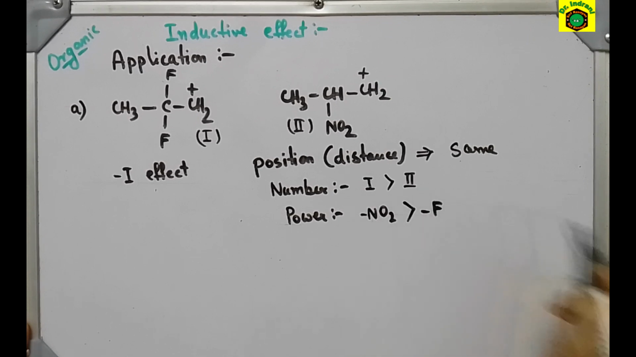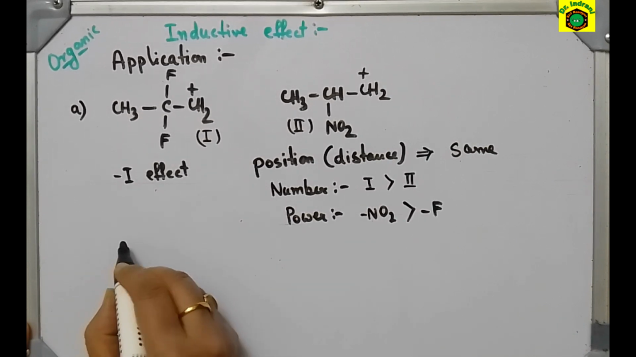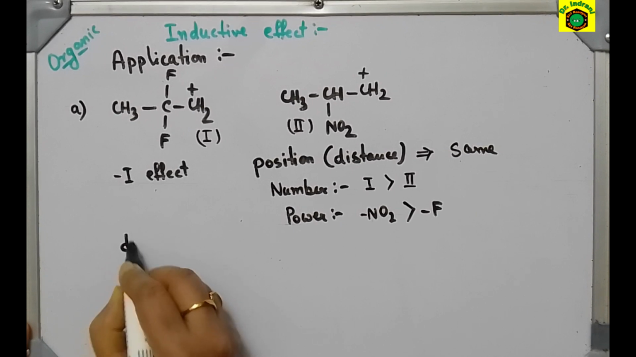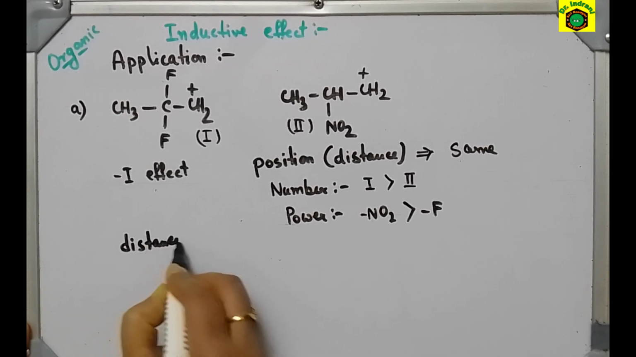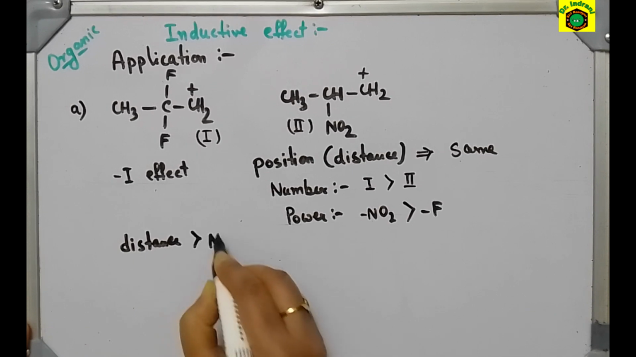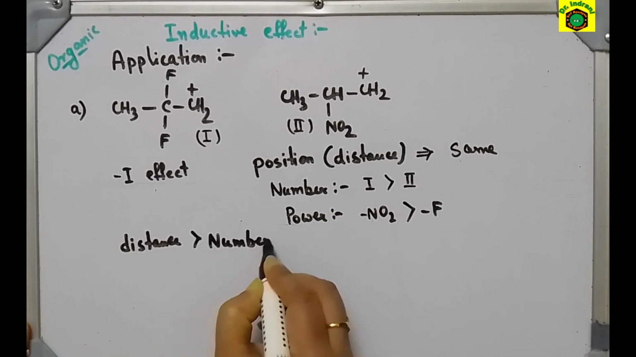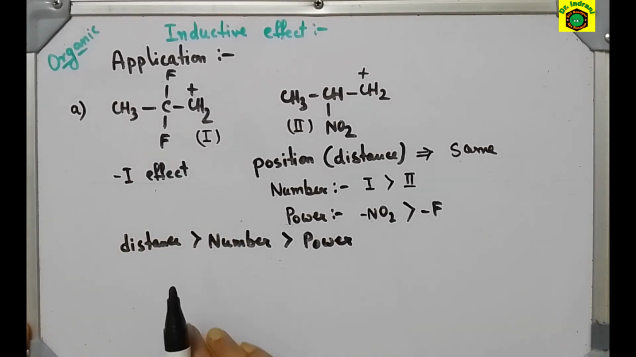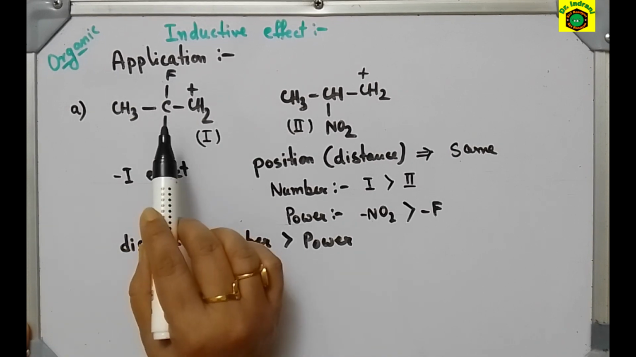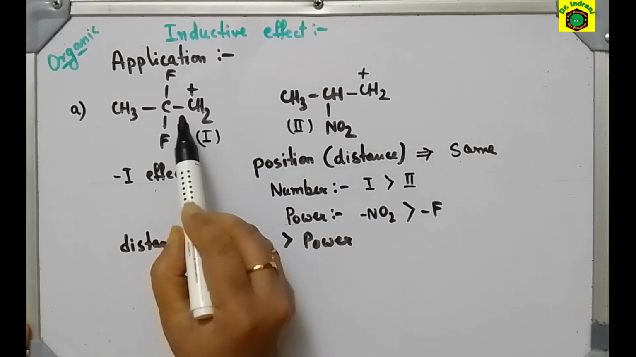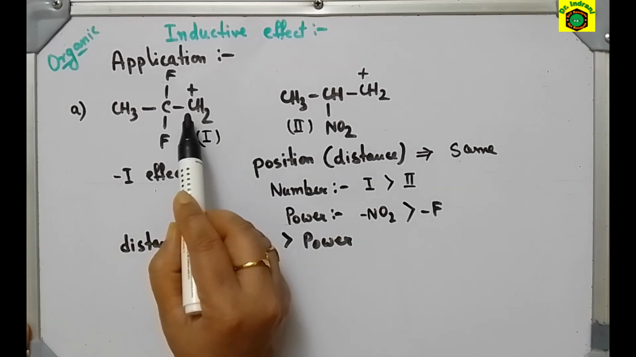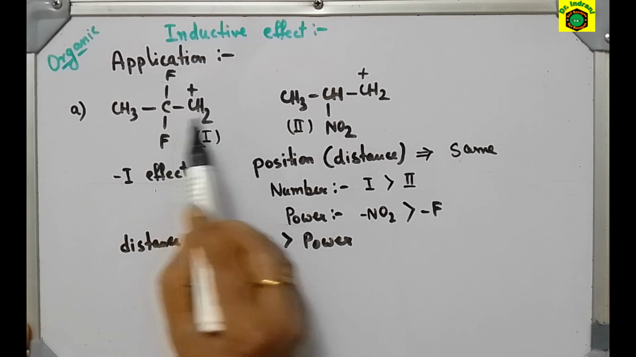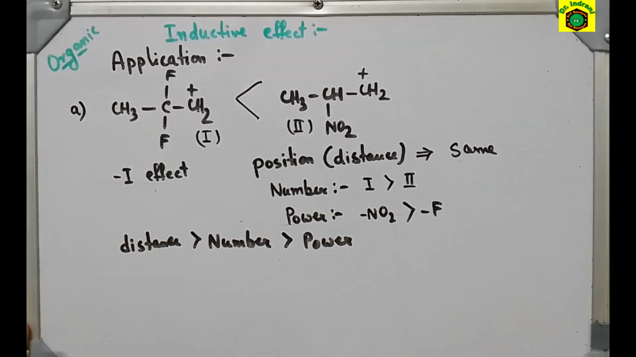than fluoro. So how we will decide which one is more stable? Just remember one thing, you have to give priority of distance, then number, then power. Since in 1, 2 electron withdrawing groups are present, so its effect is higher. So it will abstract more electron density and the carbocation will become less stable. So which one is more stable between these two? Number 2 is more stable.